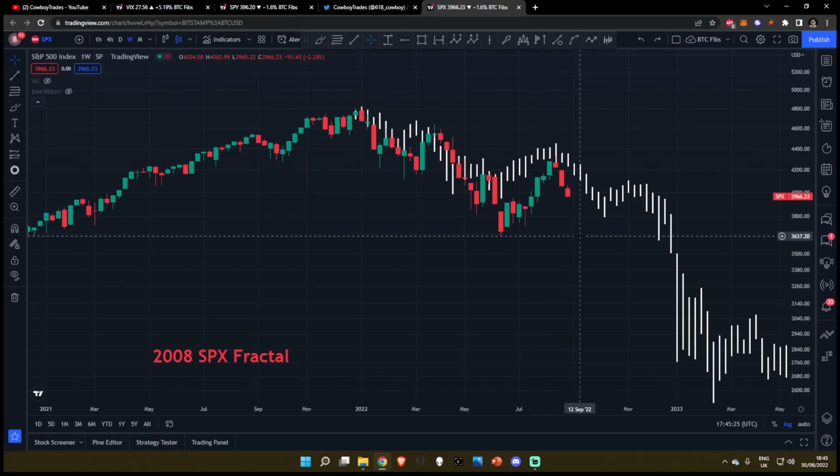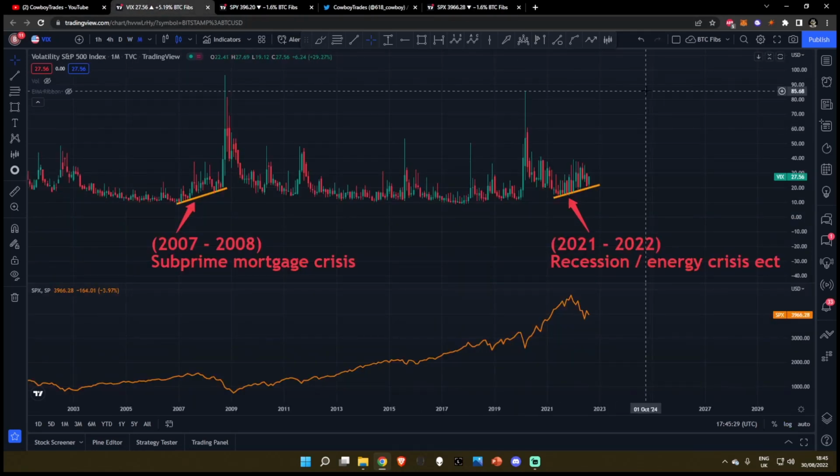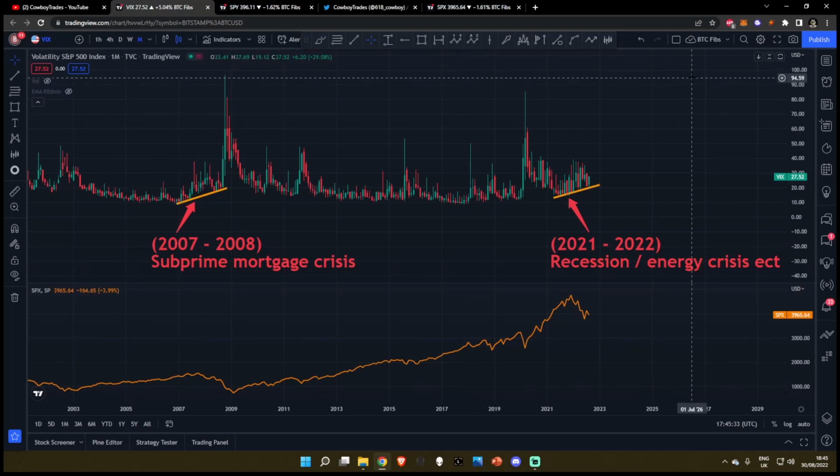Now, while we've been doing this, it has been making me think, what other similarities can we draw from back in 2008? And this has led me to today's video idea, where we're going to be looking at the 2008 VIX fractal and seeing if this can tell us anything about the potential future direction of the VIX in the immediate short term. Let's jump right into today's video.